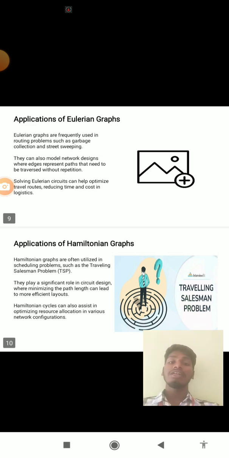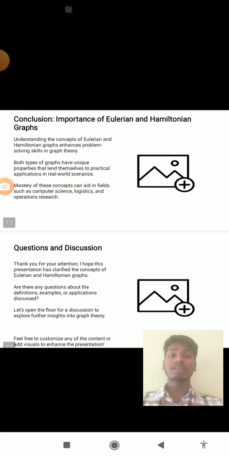Applications of Hamiltonian graphs. Hamiltonian graphs are often utilized in scheduling problems such as the traveling salesman problem, TSP. They also play a significant role in circuit design, where minimum path length can lead to a more efficient layout. Hamiltonian cycles can also assist in optimizing resource allocation in various network congestion scenarios.